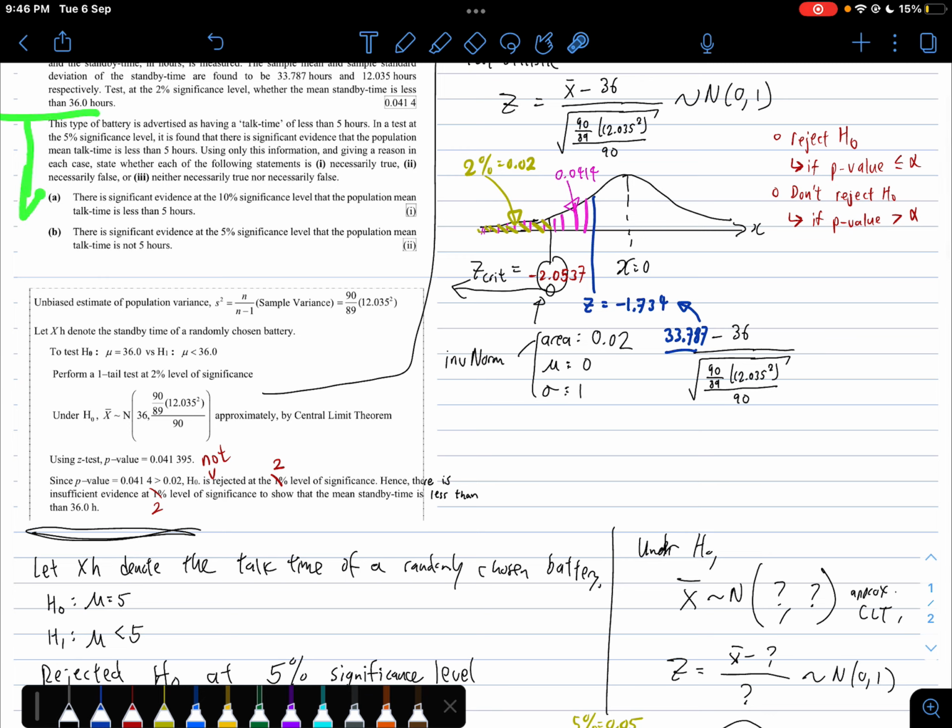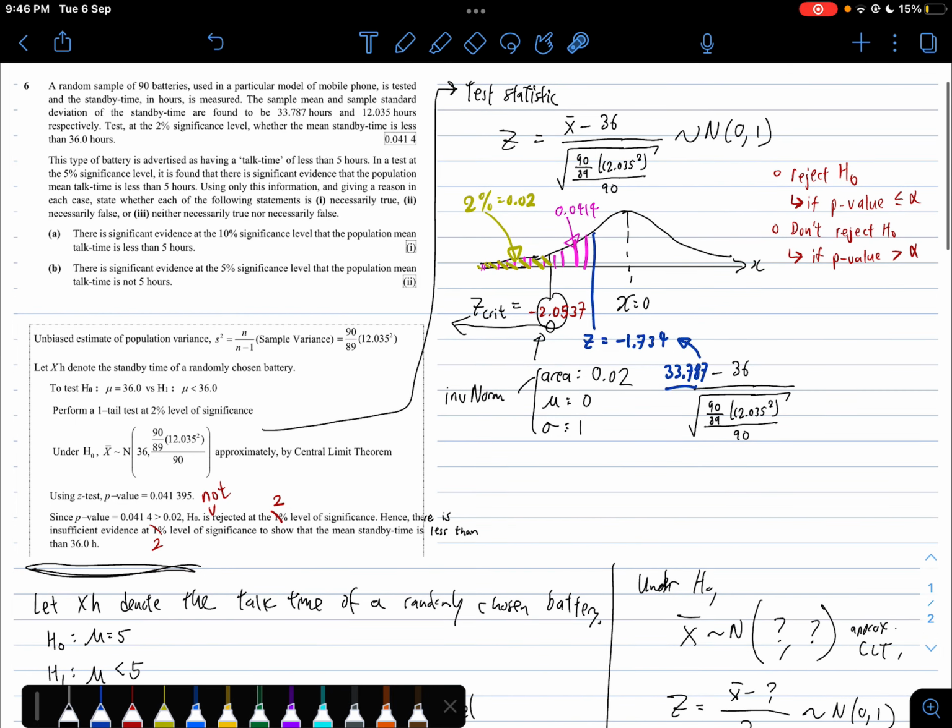Okay, so the second type of question, they tell you same battery, but now we measure the talk time. So what does it mean? It means that we are doing a different hypothesis test this time. It's not entirely unrelated, it's the same battery, but we are testing the talk time. We want to check whether it is less than 5 hours or not.